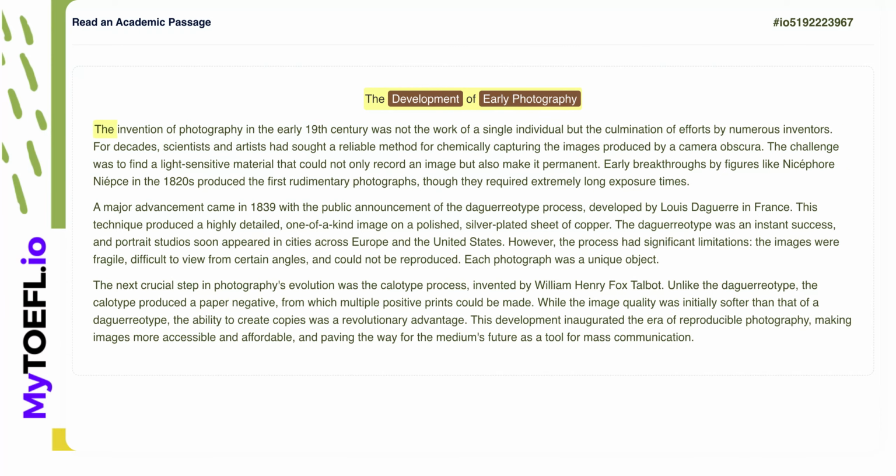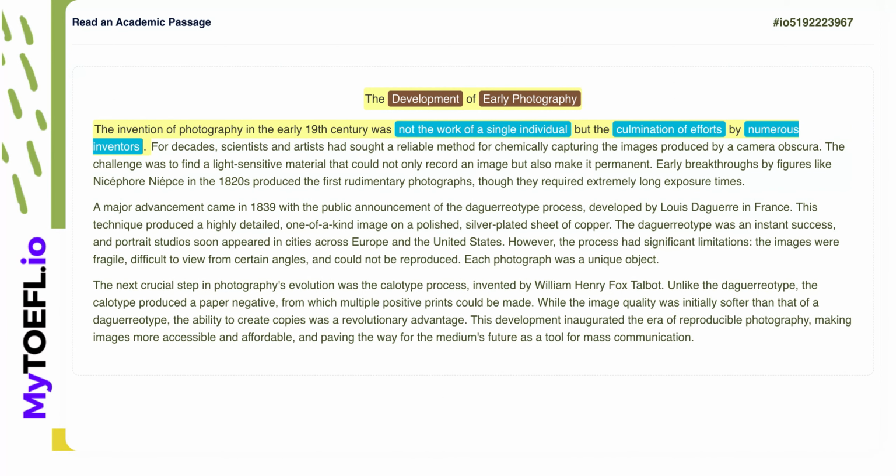The invention of photography in the early 19th century was not the work of a single individual, but the culmination of efforts by numerous inventors. This first sentence is super important because it sets up the main idea right away. It tells us that photography was not the work of a single individual. Instead, it was the culmination of efforts, which means it was the final result of many people's work. The phrase, numerous inventors, reinforces this. So, right from the start, we know this story involves multiple people and a long process.